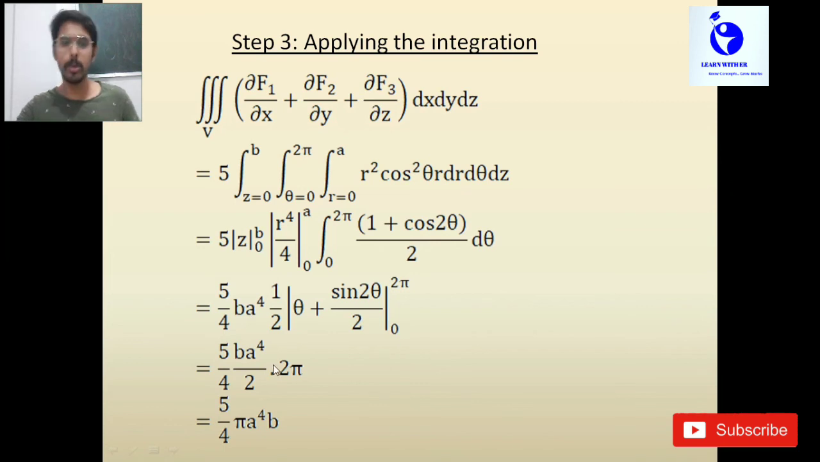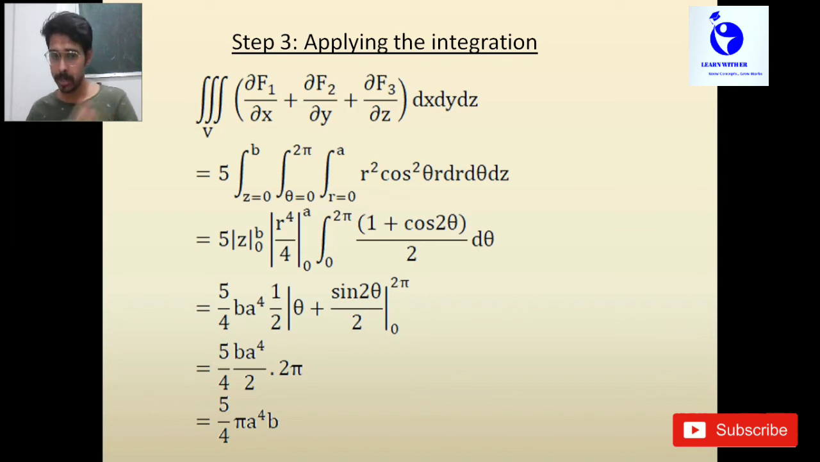I'm not going too much into the details because I have explained step by step. It's not necessary. It's just an integration. You just need to put the values and you will see you are getting the same result. Okay, so this is the final answer that we are getting: 5 by 4 pi a to the power 4 b. That is the answer of your Gauss divergence problem.